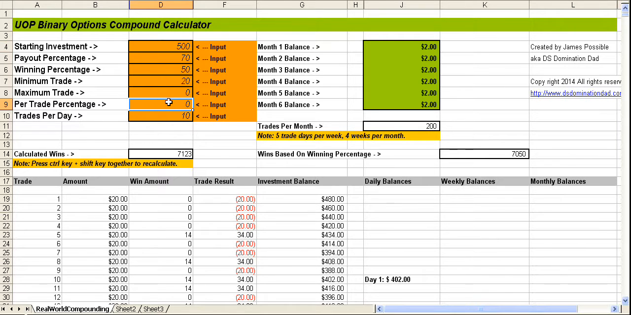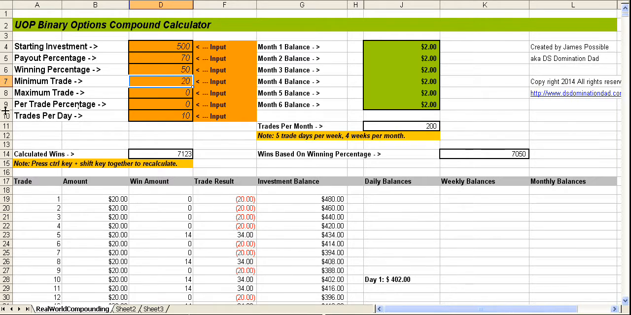And okay, actually what am I doing here? I'm just calculating out. So really, all we're doing here, because I have the percent per trade percentage set at 0, what's driving it is the minimum trade. So there's a lot of flexibility in these calculations. You just have to understand the intricacies of it.